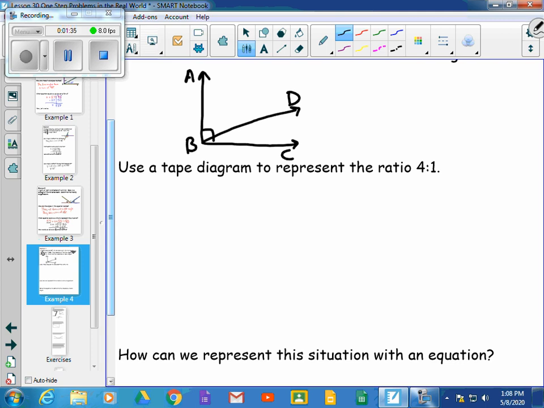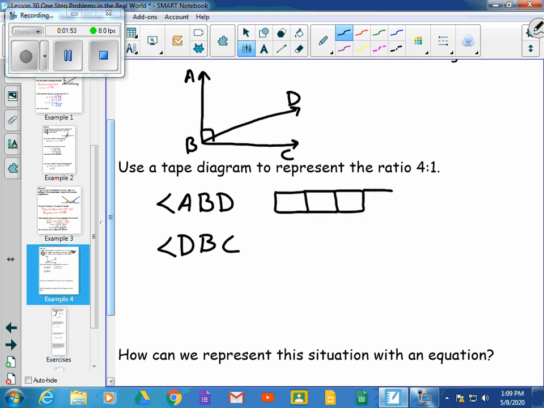So what I'm going to do is I'm going to have angle ABD, the bigger one, and I'm going to create angle DBC, the smaller one. And angle ABD is 4 times bigger than the smaller one, so I'm going to have 4 parts to only 1 part for angle DBC.